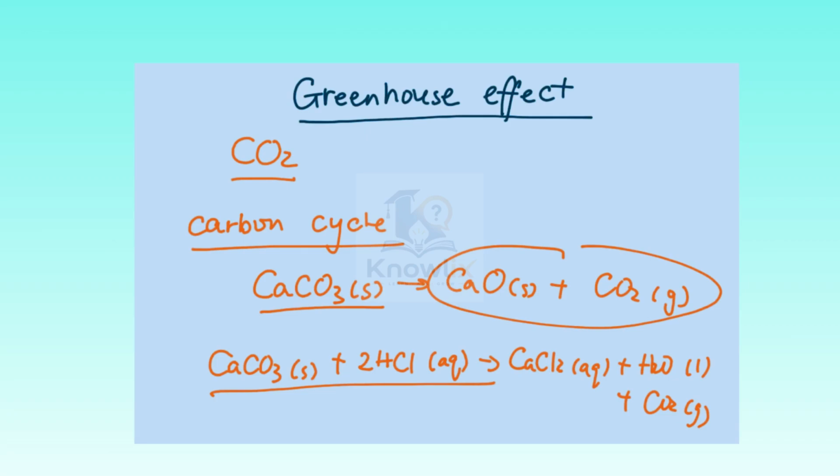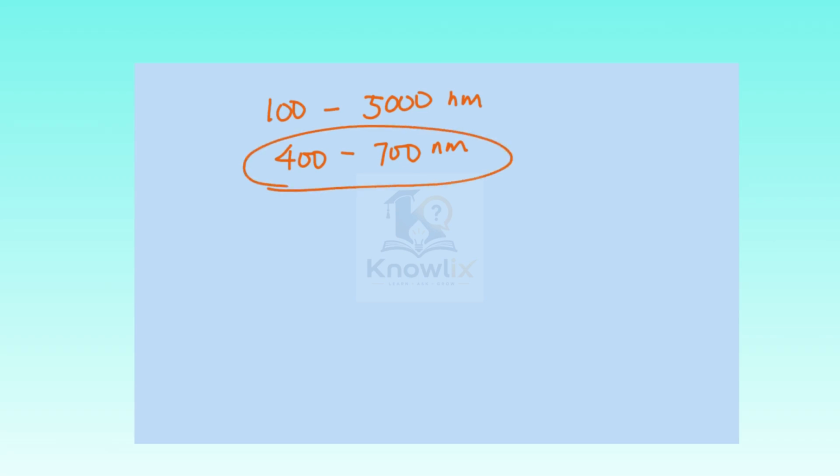So the solar radiant energy received by Earth is distributed over a band of wavelengths between 100 and 5,000 nanometers. Okay, that's the solar energy received by Earth. But most of the radiant energy is concentrated in the range of 400 to 700 nanometers. So this range is actually the visible region of the spectrum.